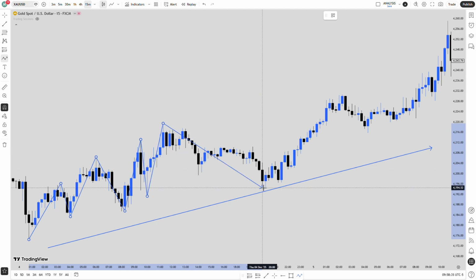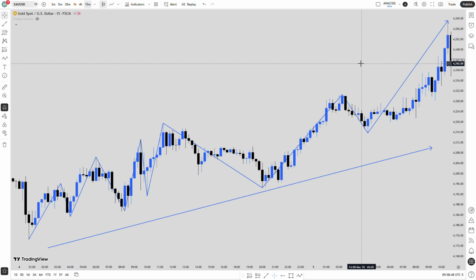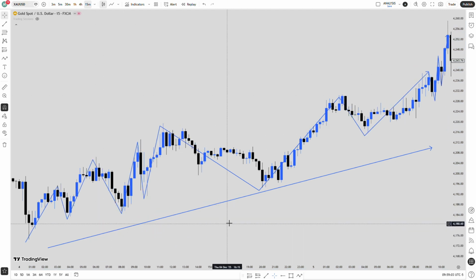This is the higher low, not this. Why? Because this did not break structure to the upside like this did. A higher low, then this is the higher high. This is a bullish trend.